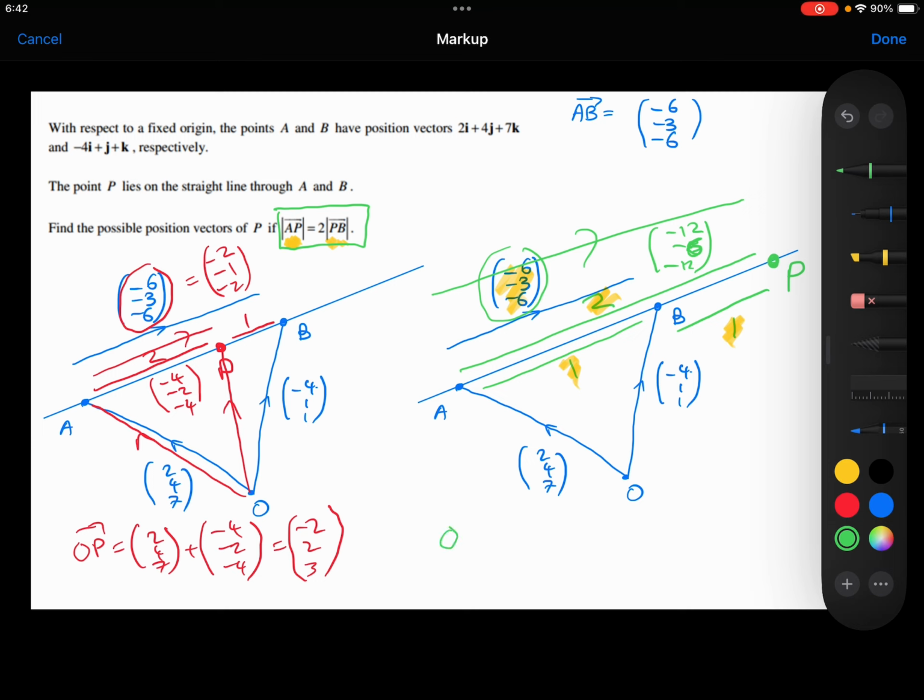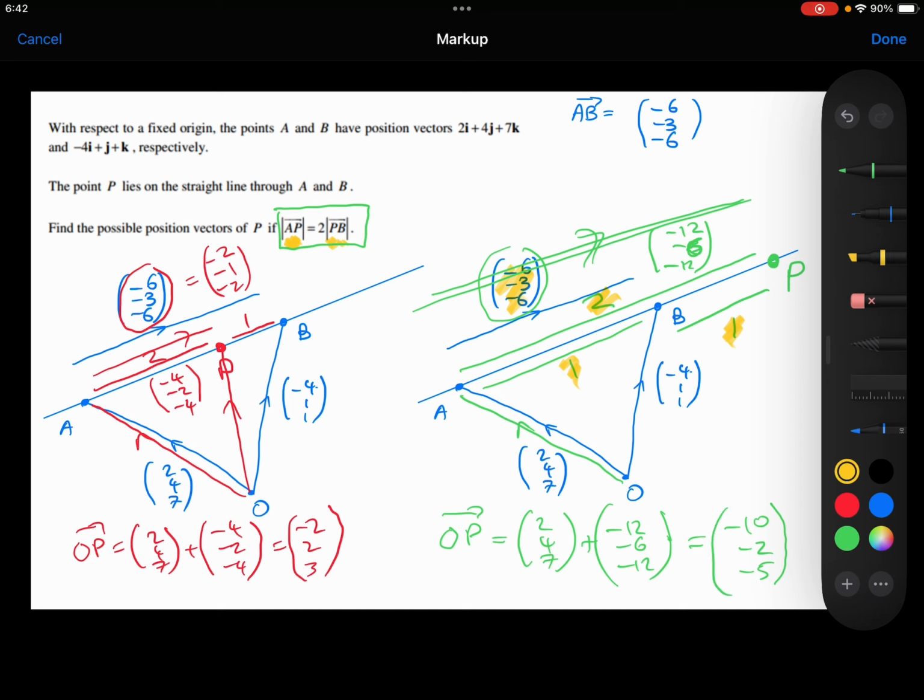Which means that I can now work out O to P by doing the O to A plus the A to P, which is (-12, -6, -12). So we get (-10, -2, -5). So these are the two possible position vectors of point P.